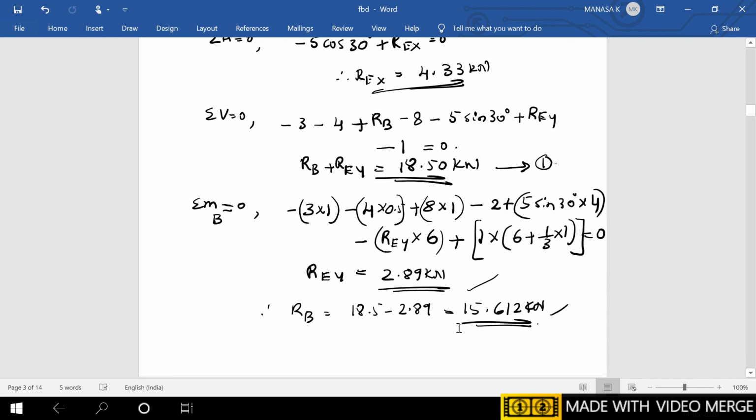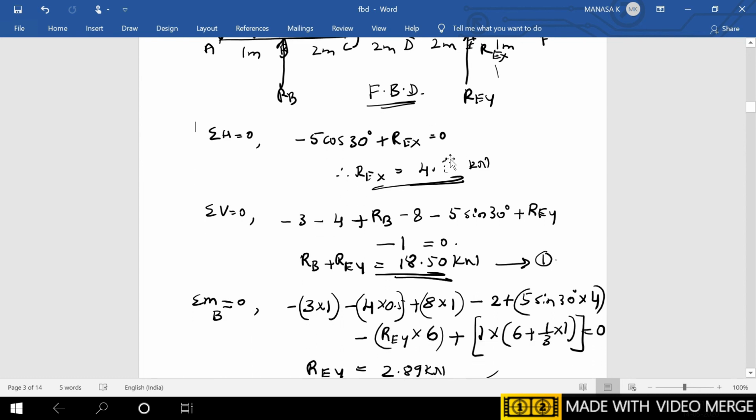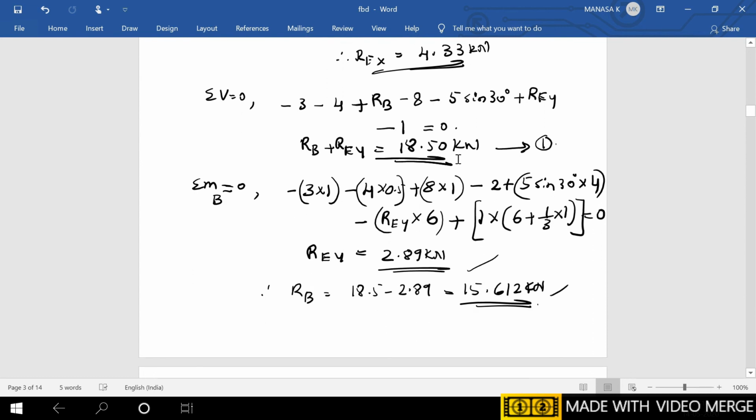You can check these two values, Rb and Rey, by applying the sigma mb condition for another point, that is another point where there is a support. You can apply sigma mb at E and apply the same equation and check out the values of Rb and Rey.